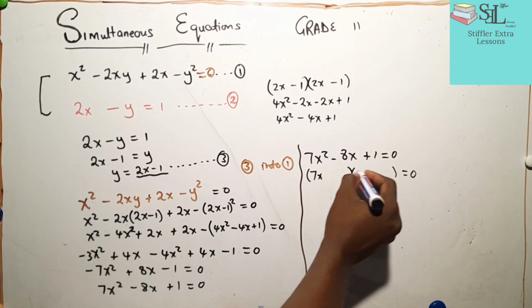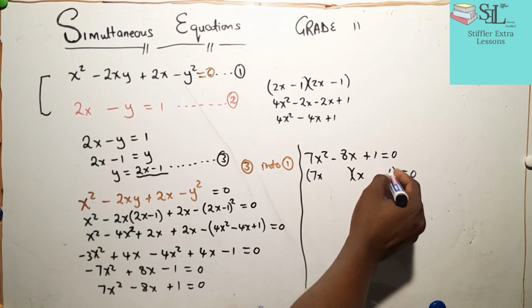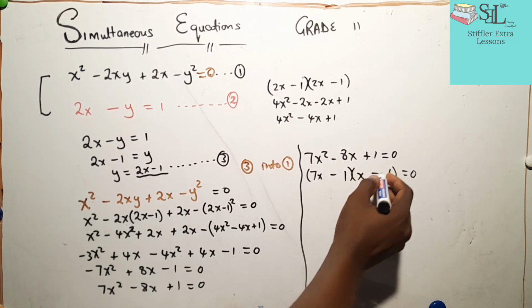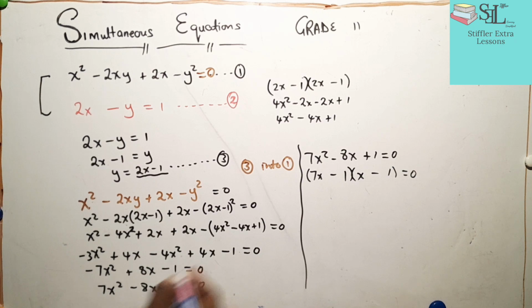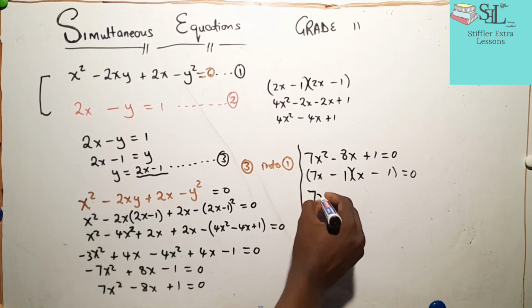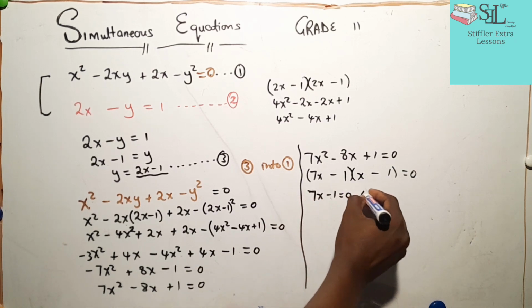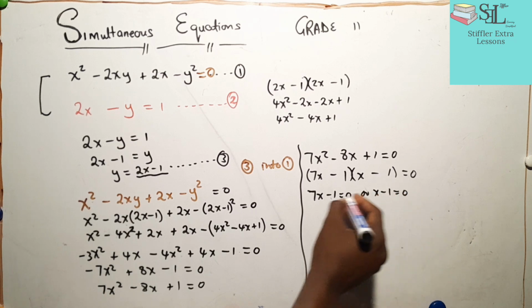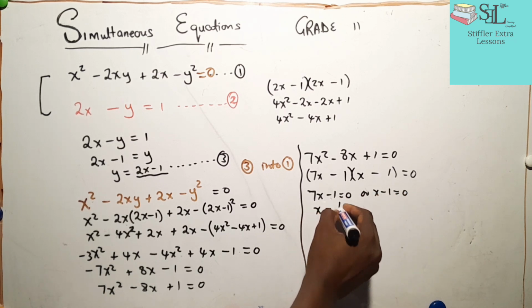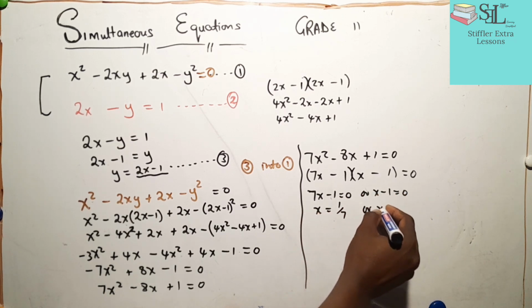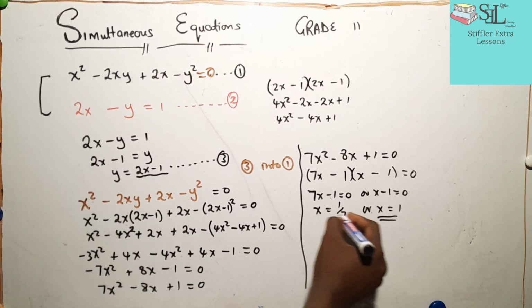So 7x and then our x, our 1 there, and minus there. So now this means that our 7x minus 1 is equals to 0, or x minus 1 is equals to 0. So it means that here our x becomes 1 over 7, or x can become 1, like that.